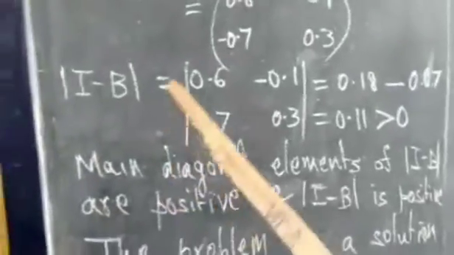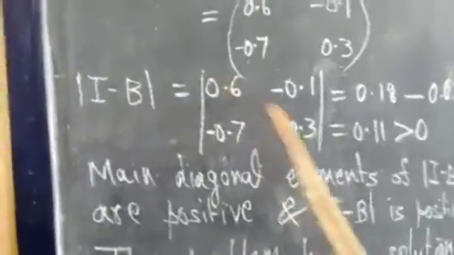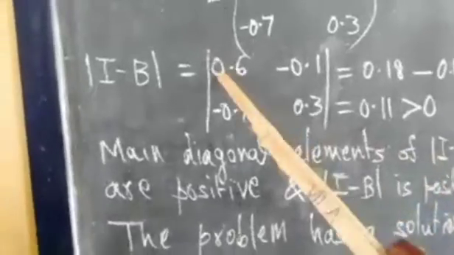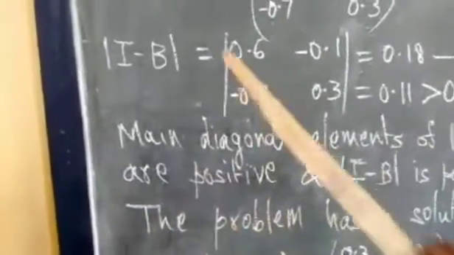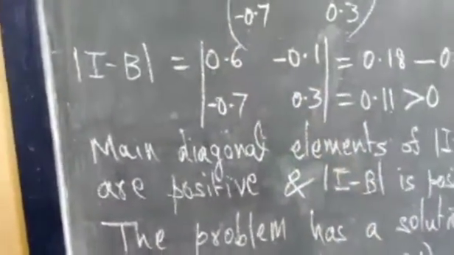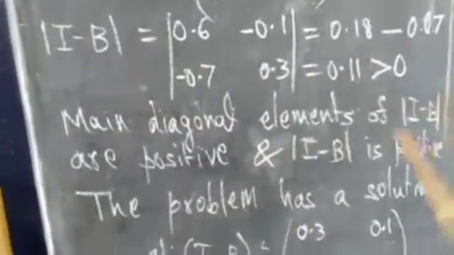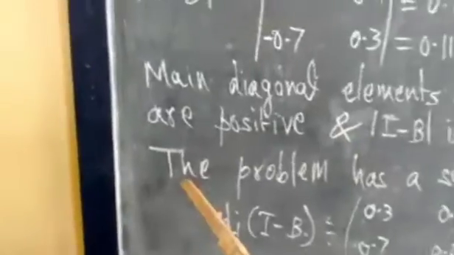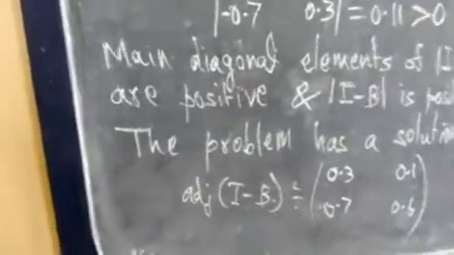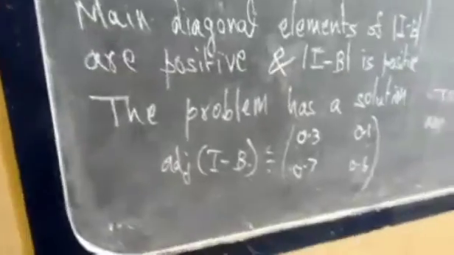Then we have to write: main diagonal elements of I minus B. These are the main diagonal elements, or leading diagonal elements, or principal diagonal elements; we can say anything. Main diagonal elements of I minus B are positive. Positive or negative? Positive. Both numbers are positive, that means greater than 0. And the determinant of I minus B is also positive. So simply we say the Hawkins-Simon condition is satisfied and the problem has a solution. Now we will go for finding the solution.